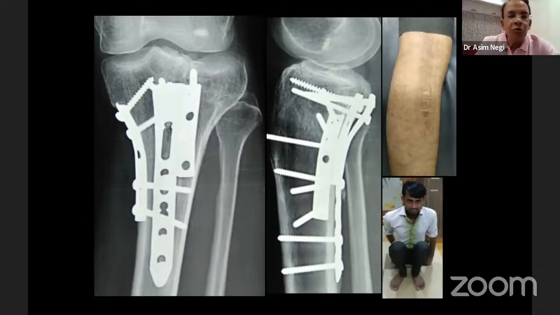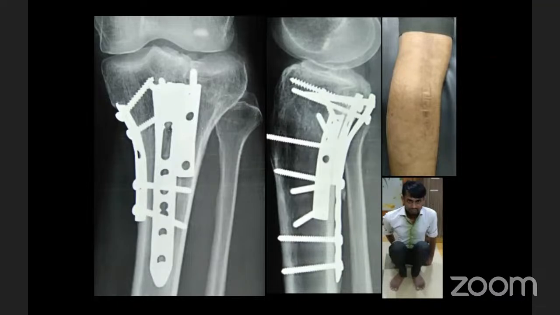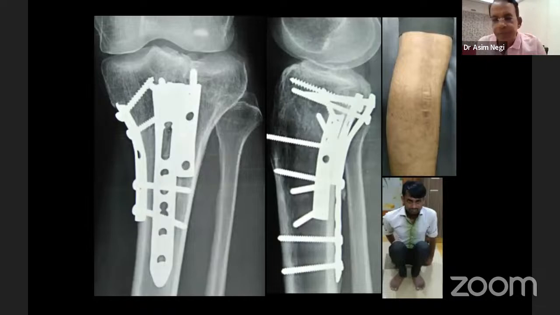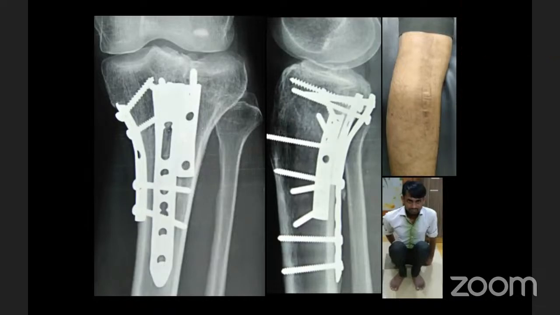All these 3 are also through the same single approach. Same approach. Single approach. Extended posteromedial. Extended posteromedial. Yeah. Jignesh sir, may I ask one question? Pucho sir, please.